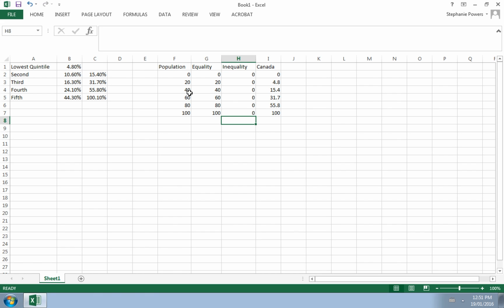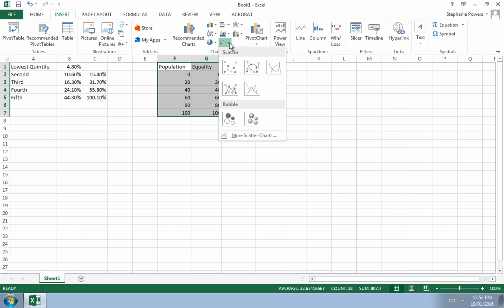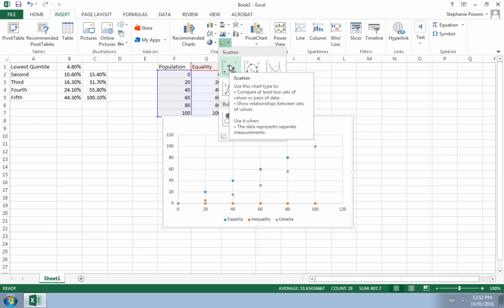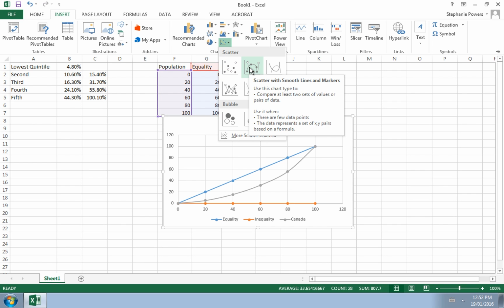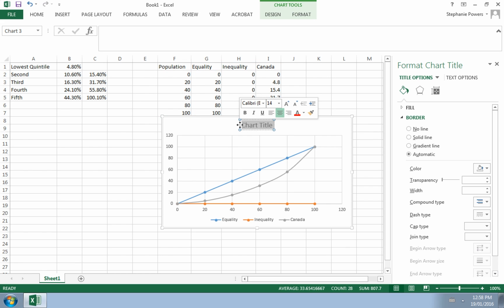So now that we have our population, we have perfect equality, we have perfect inequality, and now we have a country that we want to create a Lorenz curve for. The next step in the process is to highlight the information and insert a scatter plot. Now, when it comes to scatter plots, you can choose to have just dots, but we're going to add some lines to make it easier to see. So we're going to do scatter with smooth lines. So now we want to clean up our graph a little bit. So the first thing we want to do is change the chart title. So if we click on where it says chart title, we can change it to say Lorenz Curve for Canada.